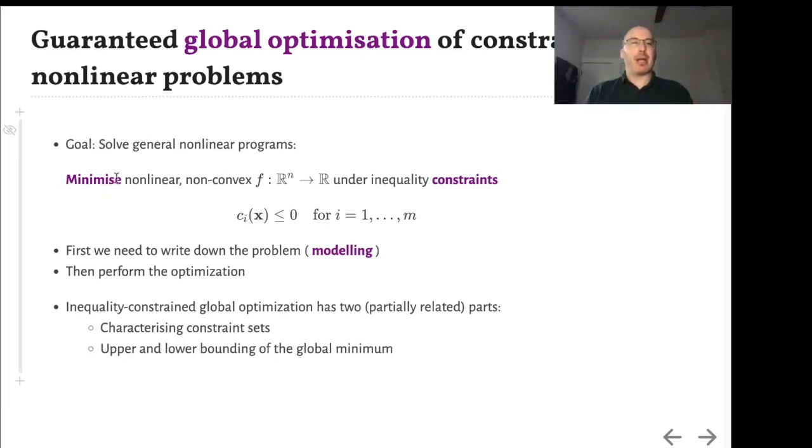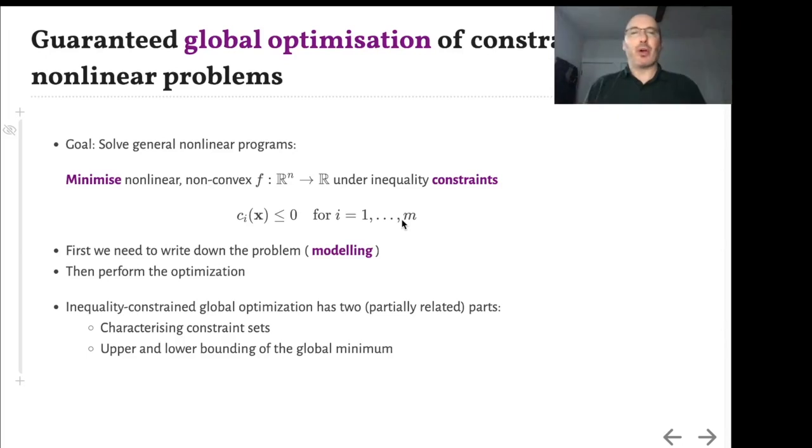In other words, minimizing a nonlinear, non-convex, scalar-valued function f of n variables with inequality constraints that look like c_i of the vector x is less than or equal to 0, and I have m of these constraints that I want to satisfy. So for technical reasons, I'll only be talking about inequality constraints in this talk.